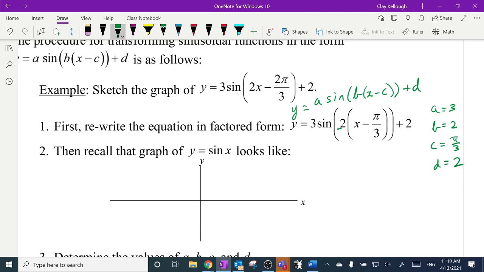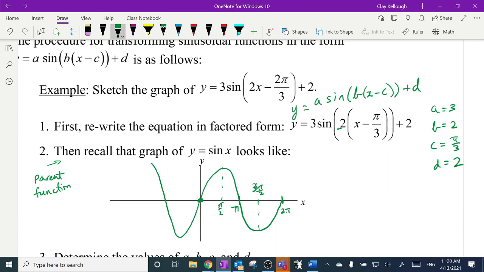Okay, so next, I think of what my y equals sine x looks like. Also remember, that's also called the parent function, the function that we're going to use to kind of figure out how to change things. So what does sine look like? Well, again, it starts at 0. It goes up, down, and back. That's 2 pi. This is pi. That's pi by 2. That's 3 pi by 2. And then, of course, it goes down, up, and back. Once again, that's negative pi, negative 2 pi. You get the idea. So I recall what that looks like.